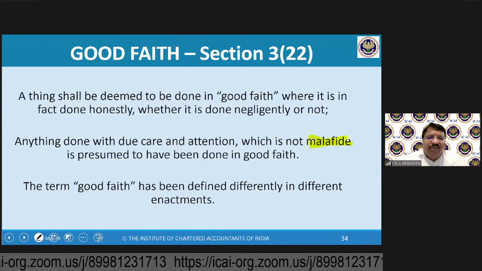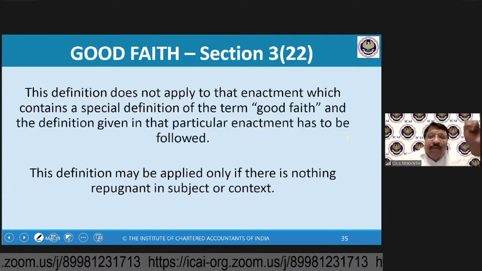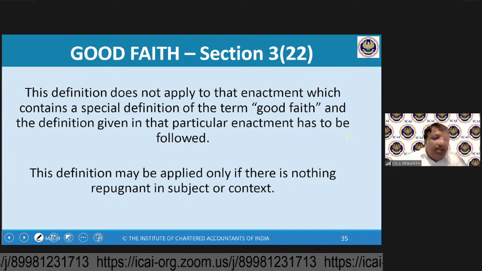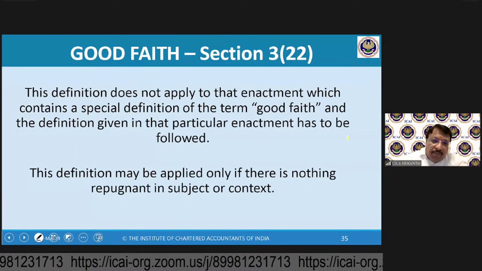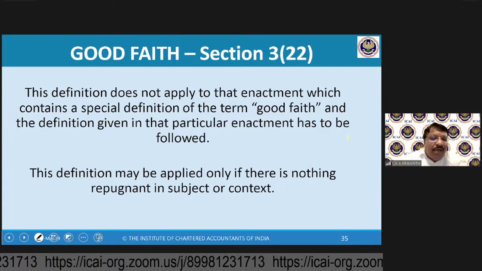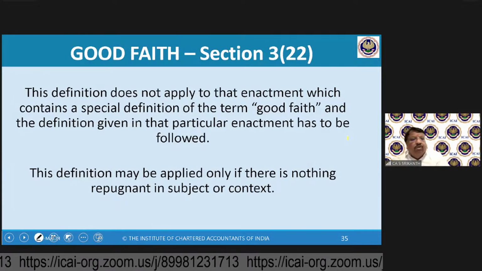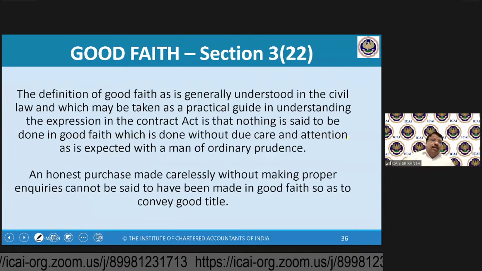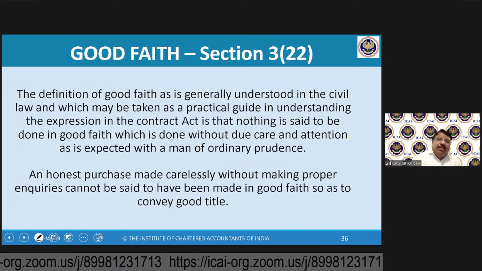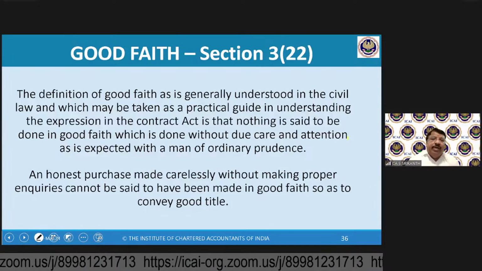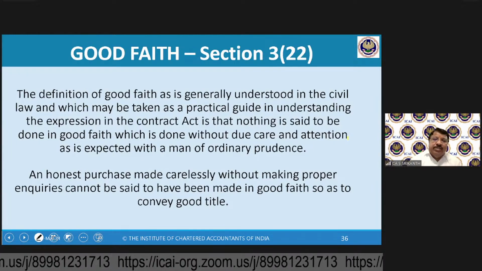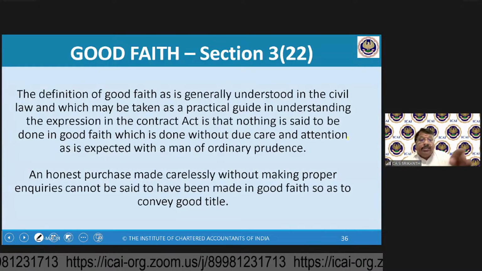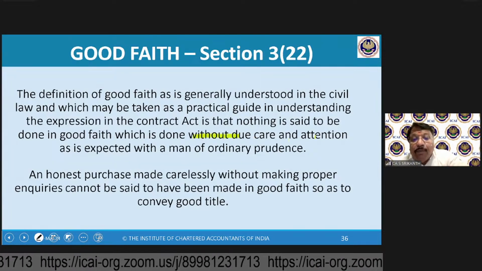So the word good faith has been defined differently in different enactments. If it is defined, you have to go by that. This definition does not apply to the enactment which contains a special definition of the term good faith. Then you have to give that. But if there is nothing given there or nothing repugnant in subject or context, you can use this definition of good faith. Okay. So the definition of good faith is generally understood in the civil law and may be taken as a practical guide in understanding the expression in the Contract Act. Nothing is said to be done in good faith which is done without due care and attention as is expected with a man of ordinary prudence.